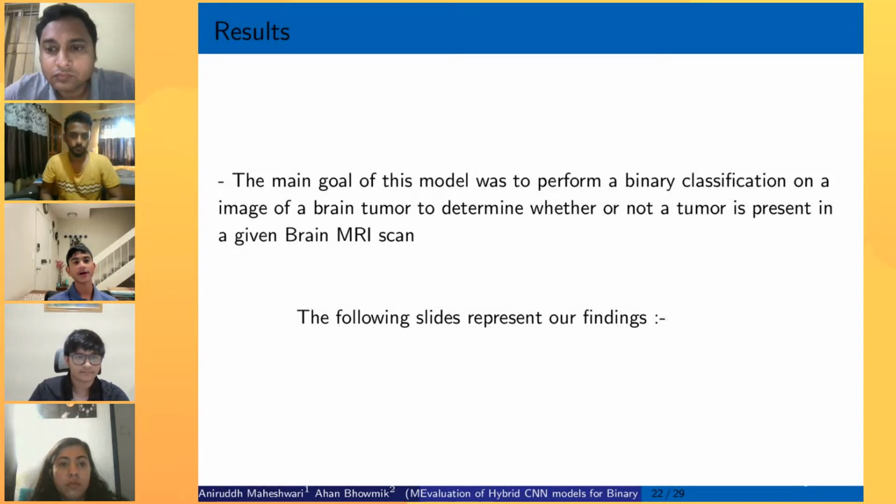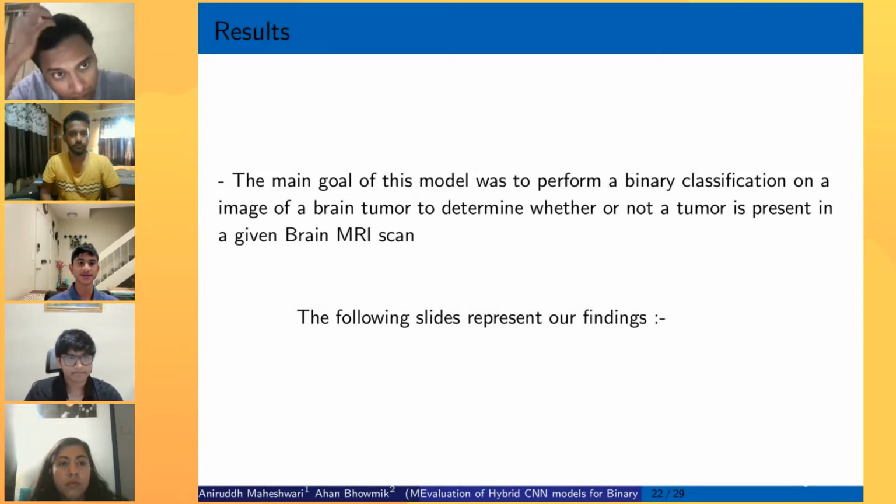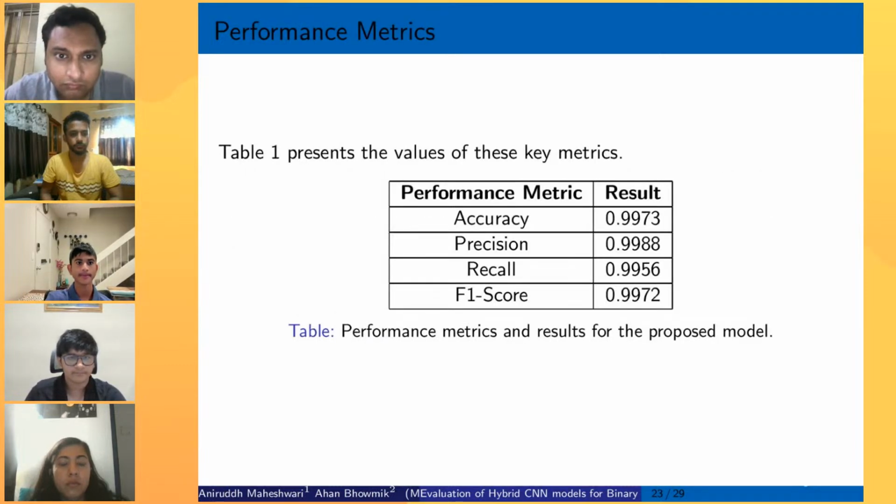Now that we've explained the methodology of our paper using feature descriptors and CNN models, let us see the results of our project. Okay. The four performance metrics that we used for our results were accuracy, precision, recall, and F1 score. Accuracy in our case is the percentage of correctly predicted images as compared to the total number of images.